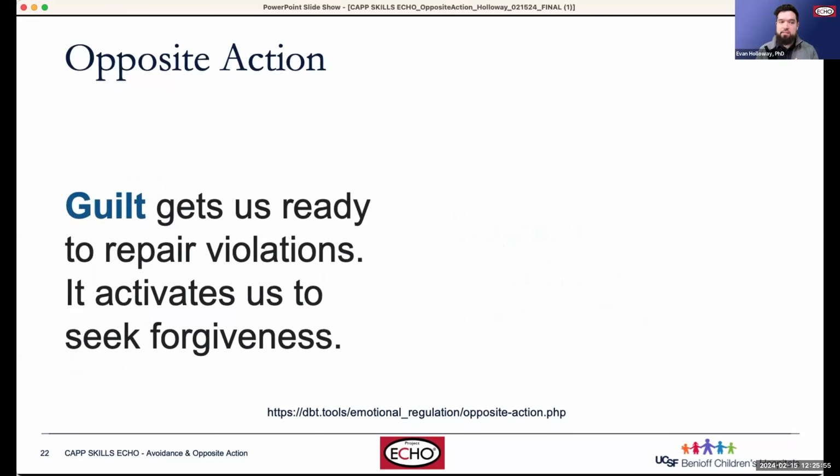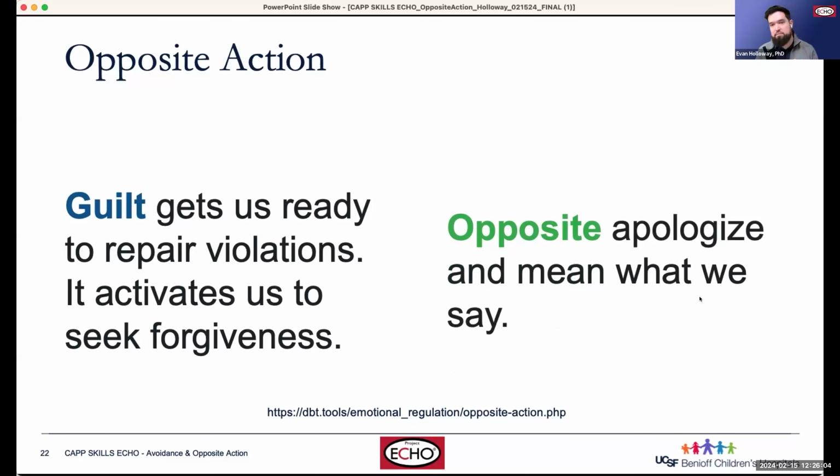Guilt. So guilt gets us ready to repair violations, and it can activate us to seek forgiveness. The opposite would be to approach that guilt, apologize, and be genuine in our apology, right? I mean what we say.